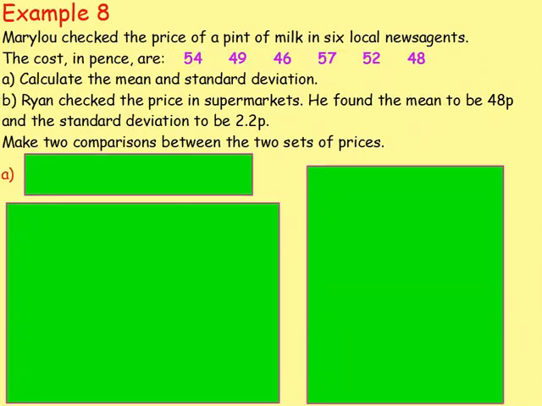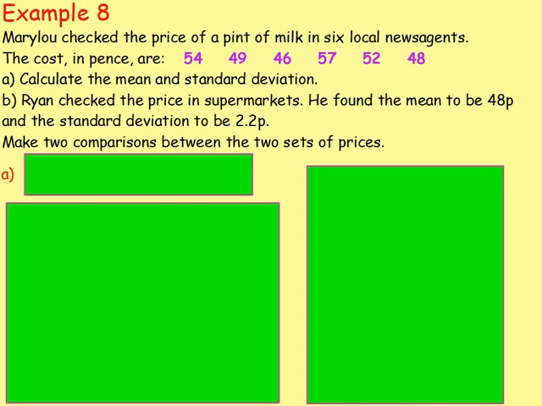Example 8. Mary Lou checks the price of a pint of milk in 6 local newsagents. The cost in pence are 54 pence, 49 pence, 46 pence, 57 pence, 52 pence, and 48 pence. Calculate the mean and standard deviation. Part B, Ryan checked the price in supermarkets. He found the mean to be 48 pence and the standard deviation to be 2.2 pence. Make 2 comparisons between the 2 sets of prices. So we've got these 2 people. Mary Lou is checking out the price in the newsagents and Ryan is checking the price in supermarkets.